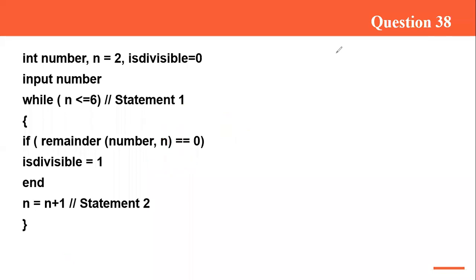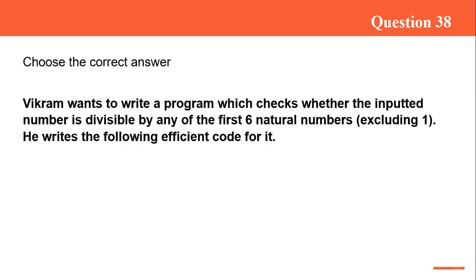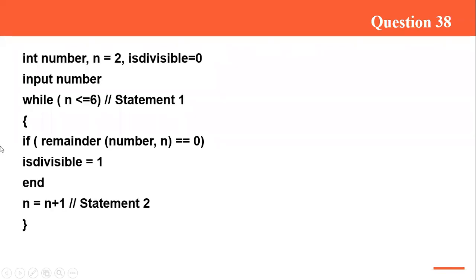One second. Okay, just see here. What is this question doing? We have to check whether any given number is divisible by the first six natural numbers or not. That means, if I give any number, for example, let us assume I'm giving a number 10, you have to check whether 10 is divisible by any of 2, 3, 4, 5, 6 or not. Is it divisible or not? We have to check. That's the idea.